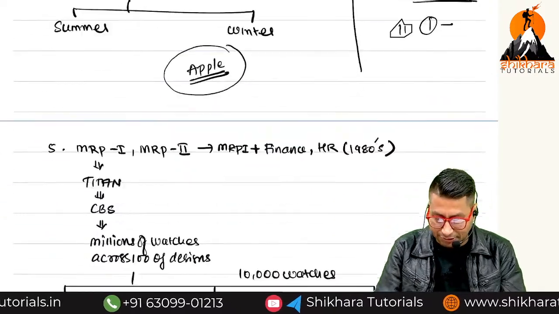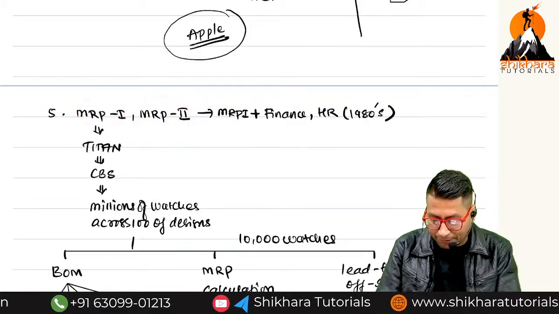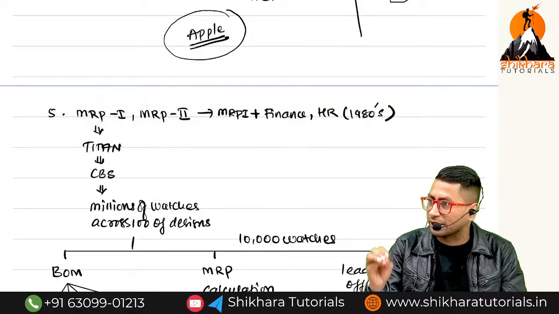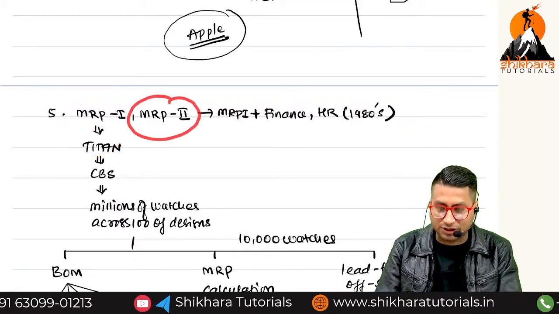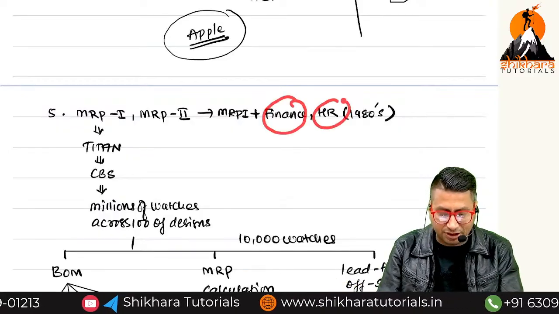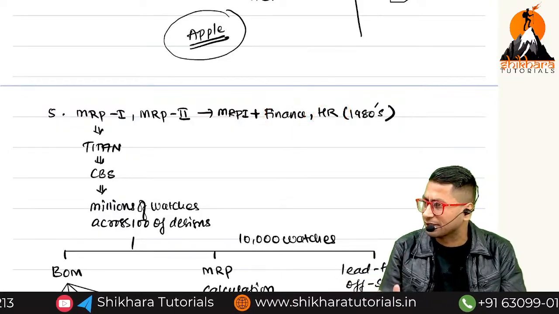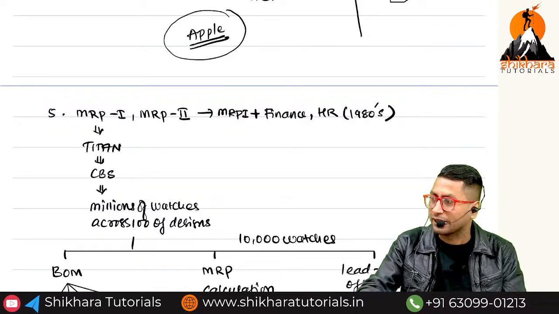Then MRP1 and MRP2 we take an example. MRP1 talks only about inventory. We have taken an example of Titan. And MRP2 is nothing but MRP1, that is inventory, plus finance, HR, marketing, sales, etc. So MRP2 is nothing but an advanced version of MRP1.